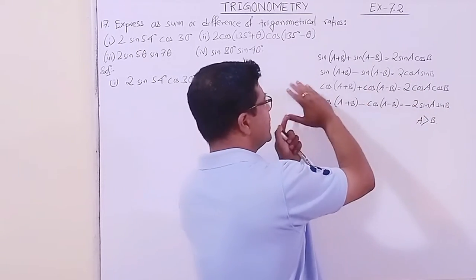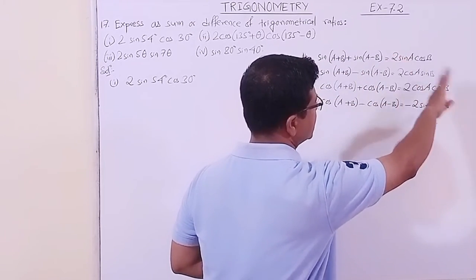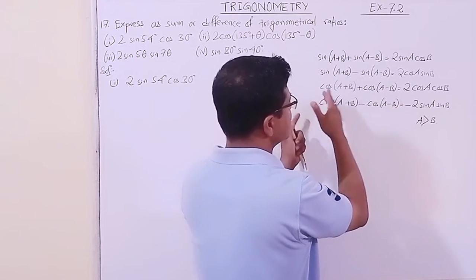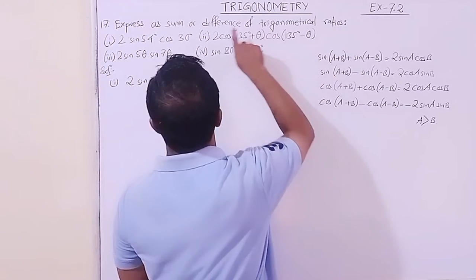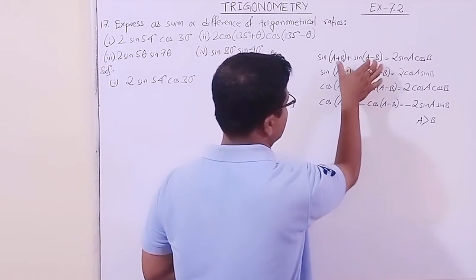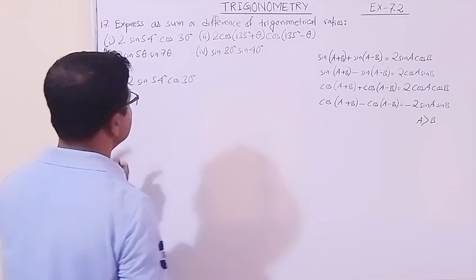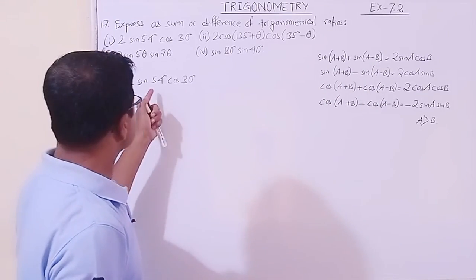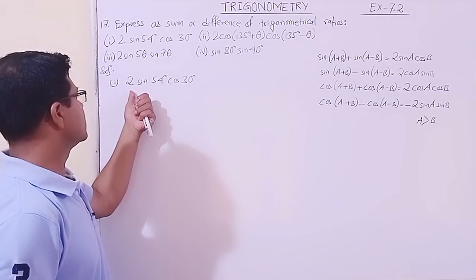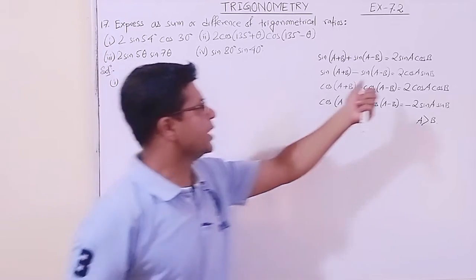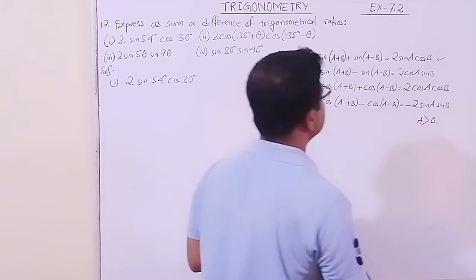We have to write in this way. All the questions are given in the form of the right hand side. We have to express them in the left hand side, that is in the form of a sum, plus, or a difference, minus, either in the form of addition or in the form of subtraction. Let us see. Now here, of which form is this? Twice sine 54 degree cos 30 degree. At first sine, then cos. That means we have to use this identity or this formula.